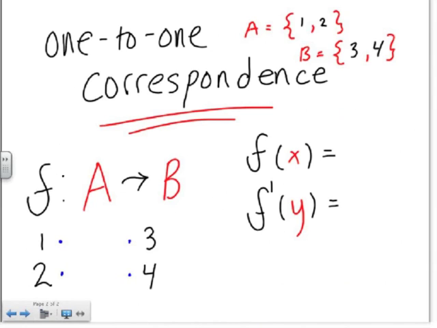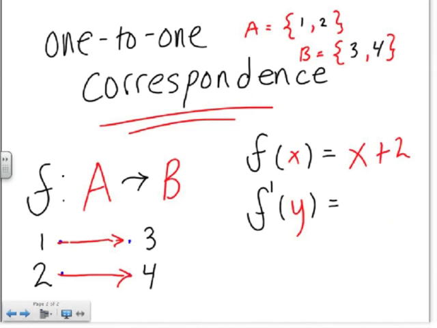So, given two sets A and B, given at the top right, A being 1 and 2 and B being 3 and 4, a one-to-one correspondence is simply a function that maps elements in A to elements in B, but it has to be one-to-one and onto. So, a function that satisfies this would be something like x plus 2. And as you can see, from x plus 2, 1 would map to 3, and 2 would map to 4.